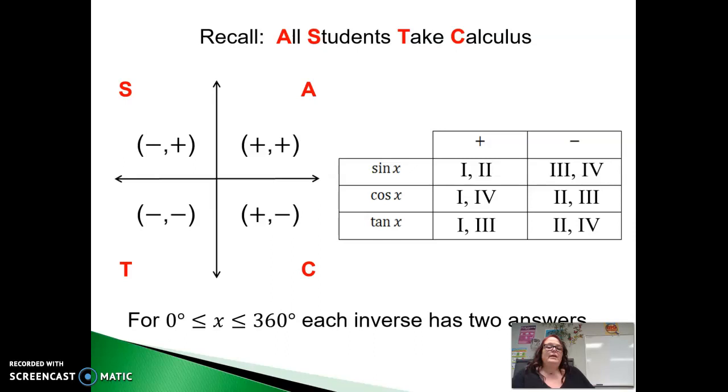And it also tells us if I know the sine of x is positive, there's 2 possibilities to that answer. I could be in quadrant 1 or quadrant 2. Just like with cosine, if I know the cosine of an angle measure is negative, that means I could either be in quadrant 2 or quadrant 3. So every inverse has at least two answers.